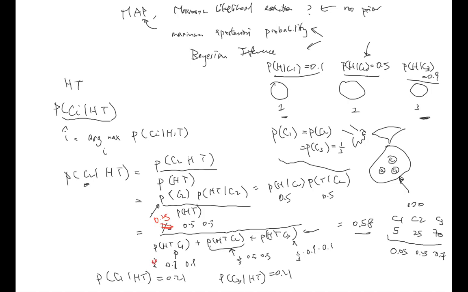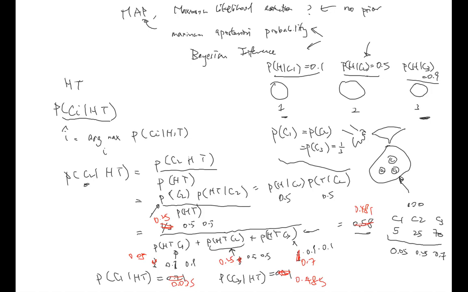This is multiplied by 0.05. This is 0.25. And this is a 0.7, let's say. Then the value you will get will be 0.481 here. And P(C1 | head and tail) will be equal to 0.035. And P(C3 | head and tail) will be like 0.485.